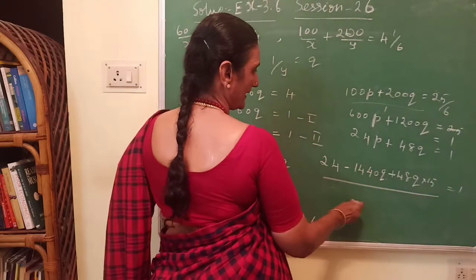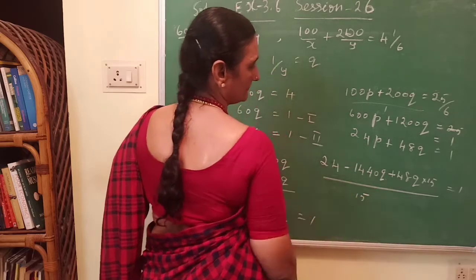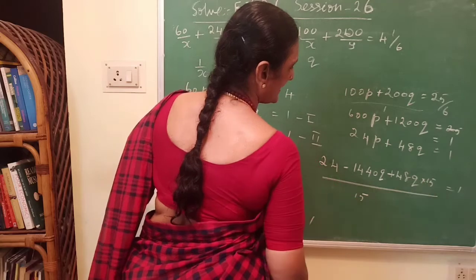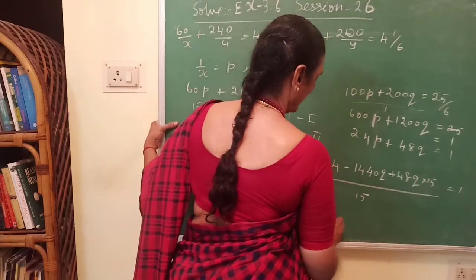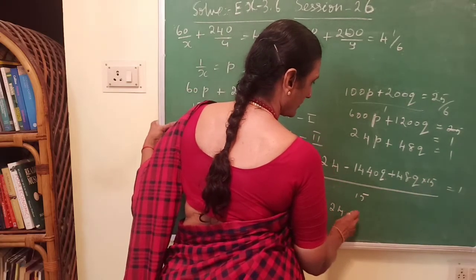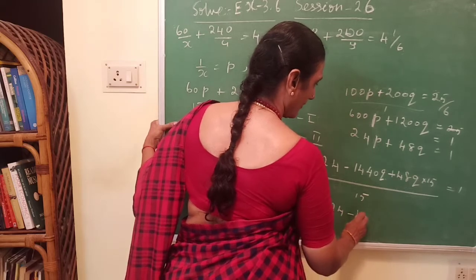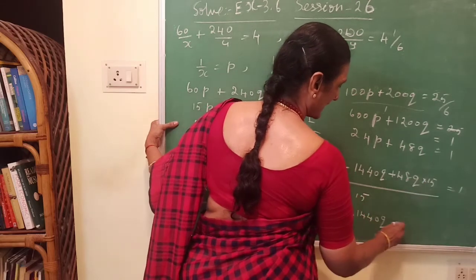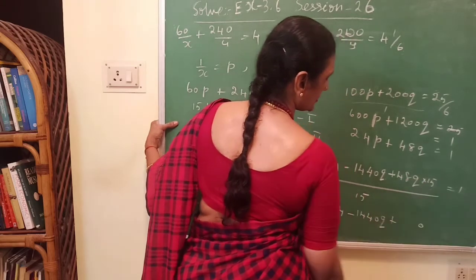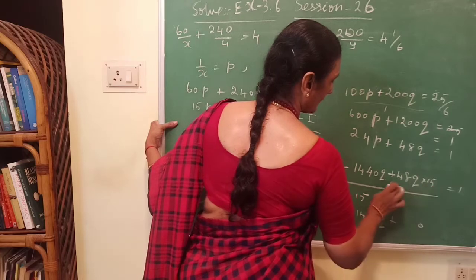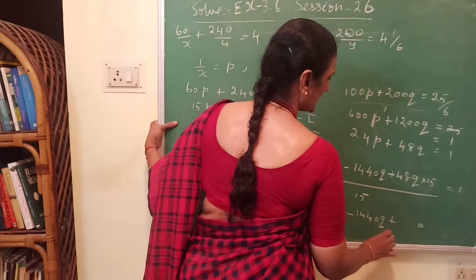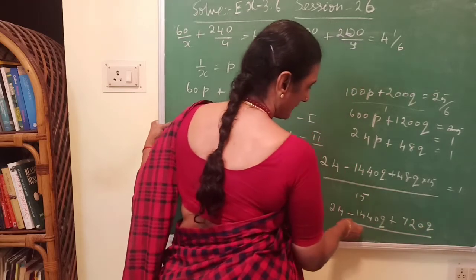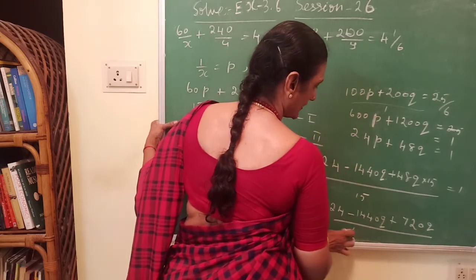The common denominator is 15. Further, it requires simplification. So what is 48 into 15, children? It is 24 minus 1440q. 15 8s are 120, 12 carry over, 15 4s are 60, 60 plus 12 gives you 720q divided by 15 is equal to 1.